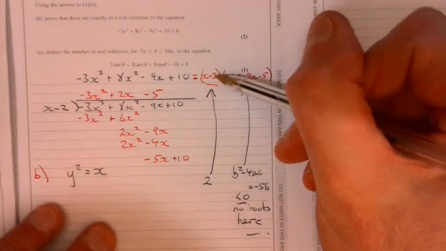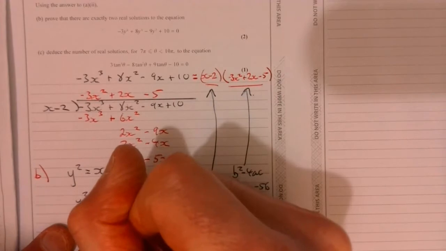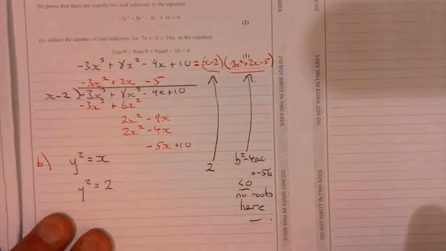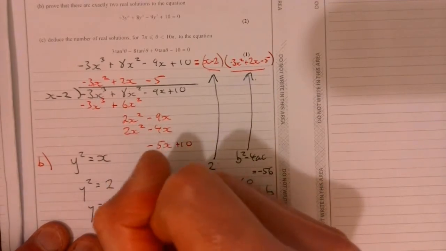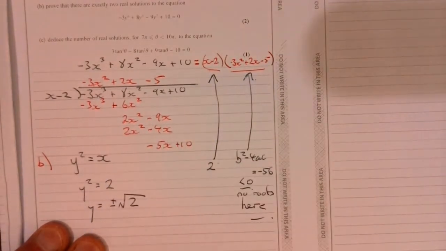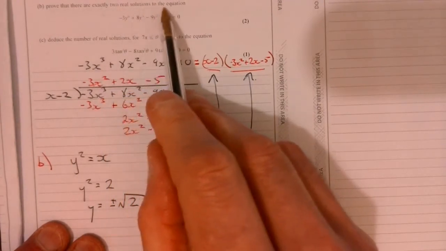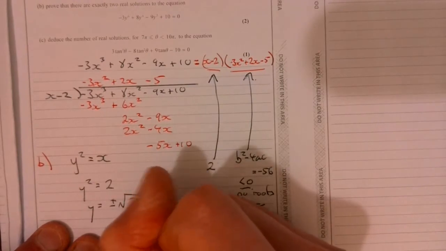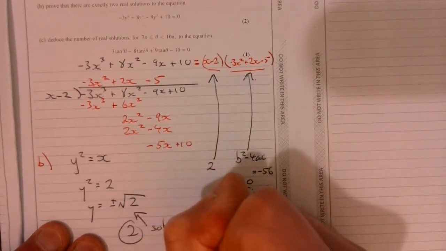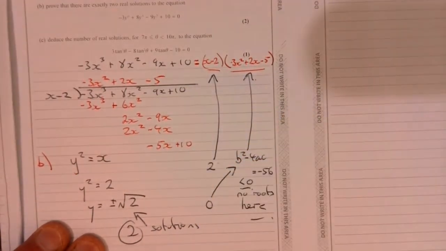But there is a root here, so x could be 2. So we write y squared is equal to 2. Square root of both sides, y equals plus or minus root 2. Wait a minute, what was the question? Prove that there are exactly 2 real solutions to the equation. There we go. I've got 2 solutions here, and 0 solutions over there.